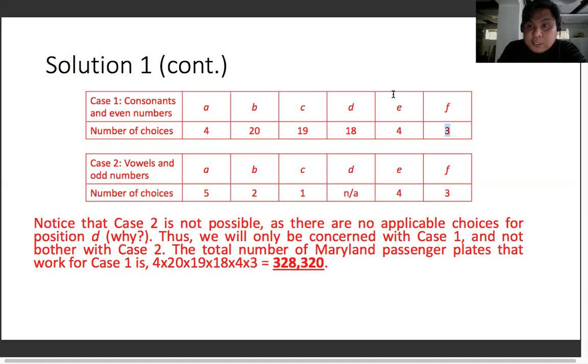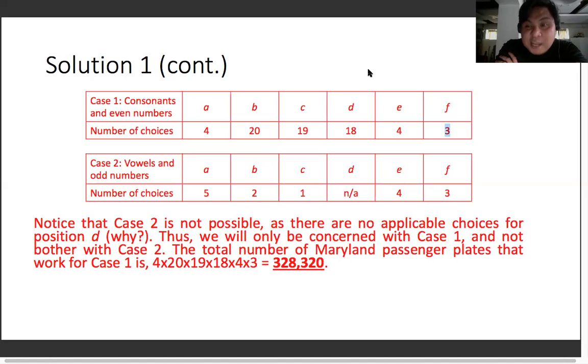Now let's go with the letters. Note that we have 26 letters in the English alphabet. 5 of them are vowels. The vowels are A, E, I, O, and U. I will assume that you actually know this by heart. Thus, if 5 of them are vowels, then the other 21 should be the consonants, right? Everything else that is not a vowel.